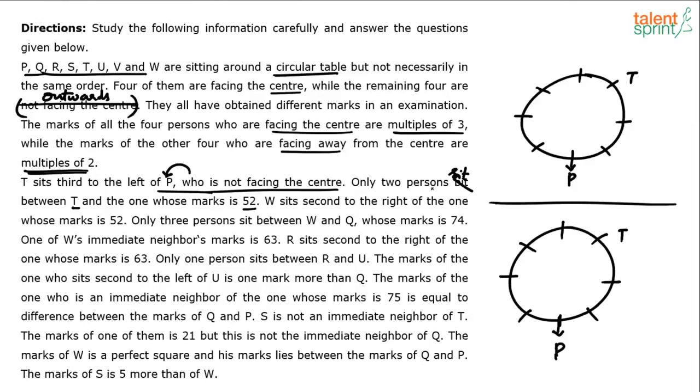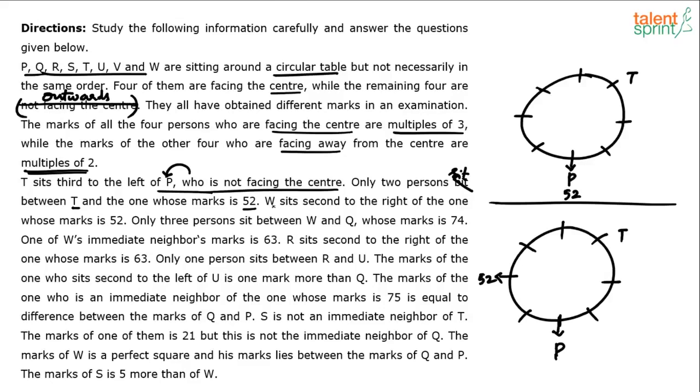Try the second statement. Only 2 persons sit between T and 52. So T dash dash 52 is possible, or 52 dash dash T is possible. Remember, since 52 is a multiple of 2, anybody who's got 52 marks should be facing outwards. So P is anyway facing outwards. This position person also will be facing outwards. You should keep marking the directions as and when you find it out, right? So this person, whoever that person is, will be facing outwards.